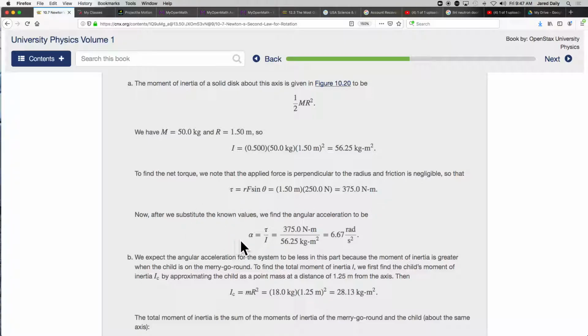Then we plug everything into our equation. 375 newton meters is the torque, and we solve for alpha. Divide by I, and we get 6.67 radians per second squared of acceleration for this measurement.